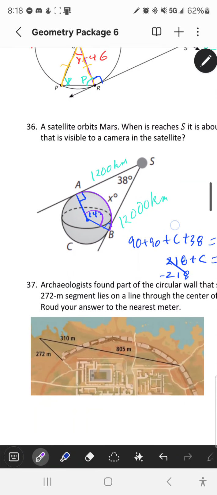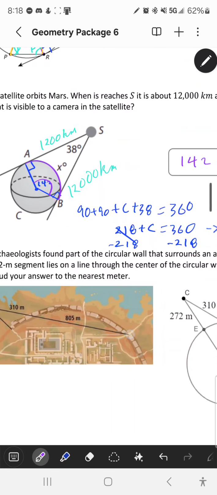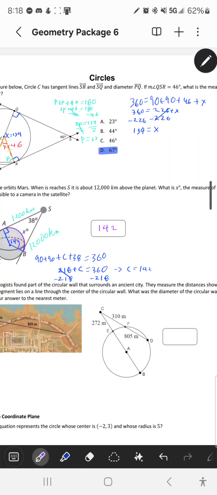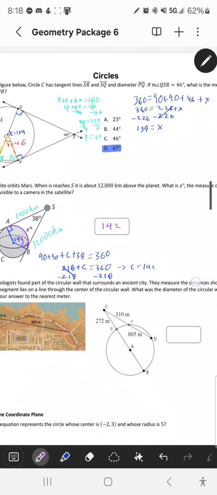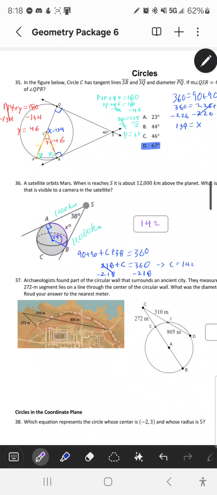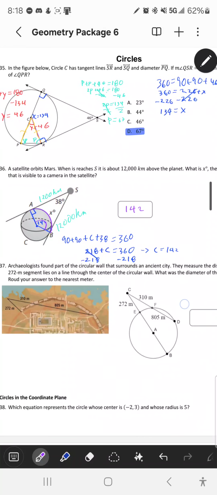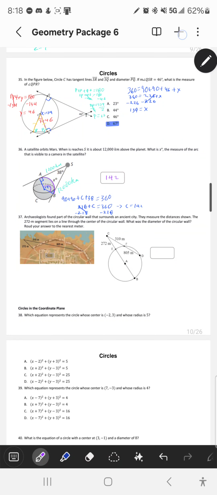And that's basically it. Let's continue. An archaeologist found part of the circular wall that surrounds an ancient city. They measured the distance shown. The 272 meter segment lies on a line through the center of the circular wall. What is the diameter of the circular wall? Round your answer to the nearest meter.